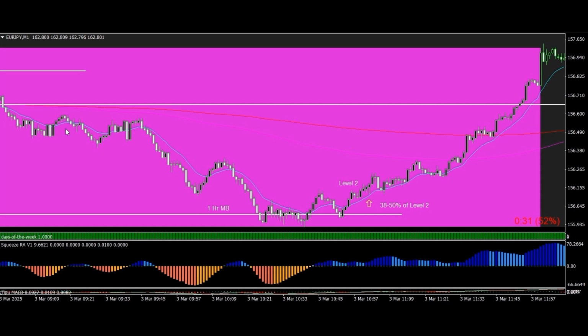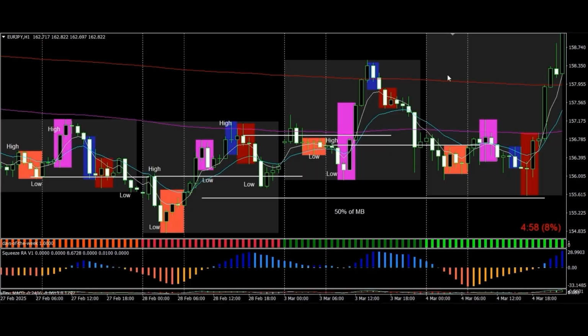And then during the London session, it continues all the way down to that previous bearish mitigation block and creates our trade. We have a level 2 created right here. You have 1 and then 2. And then we have a retracement back into the 38 to 50% level. And then price moves out. And as we see, that was a very powerful move to the upside.